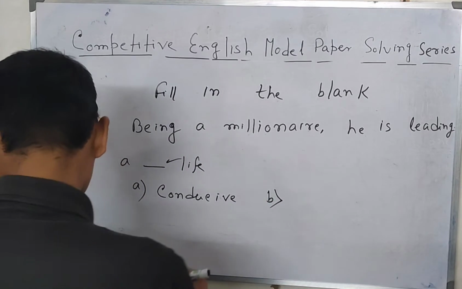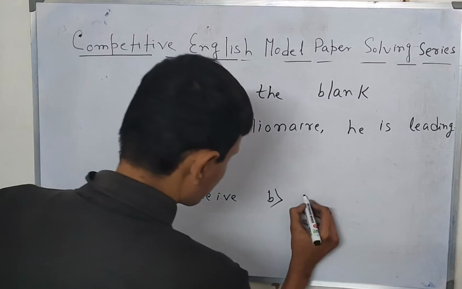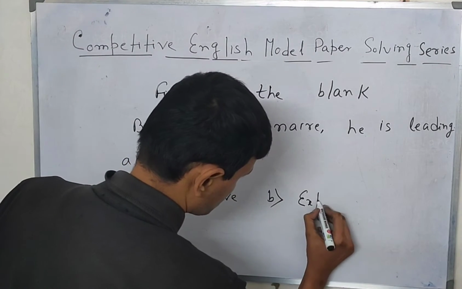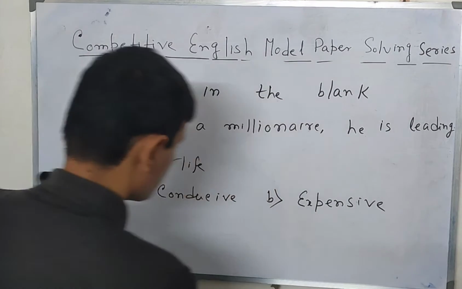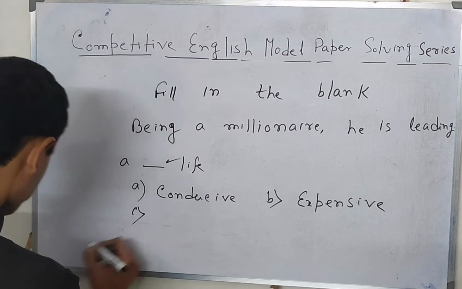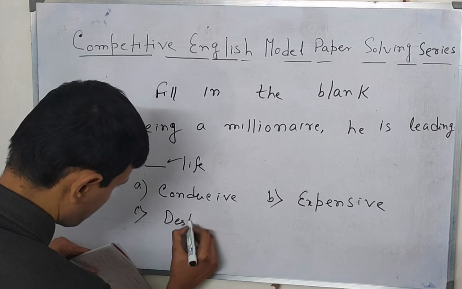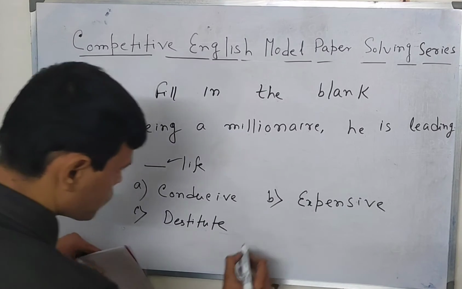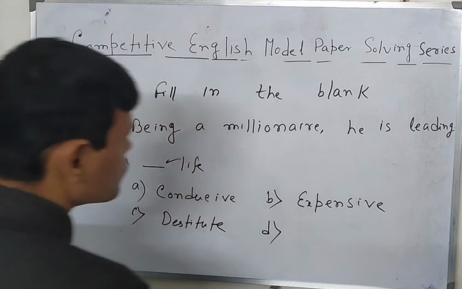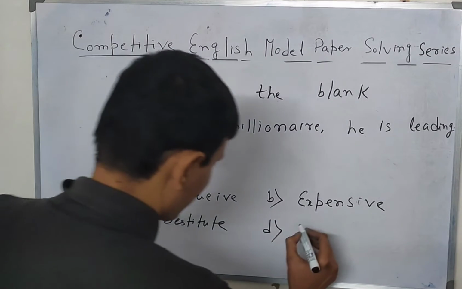Options. Option A, related to the questions: expensive. C, destitute. D, luxurious.